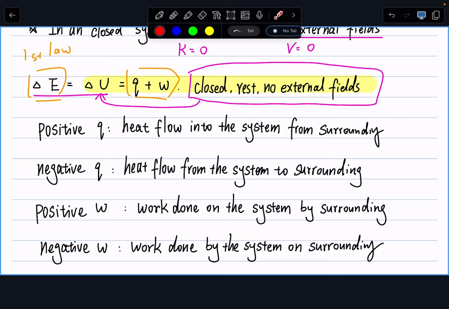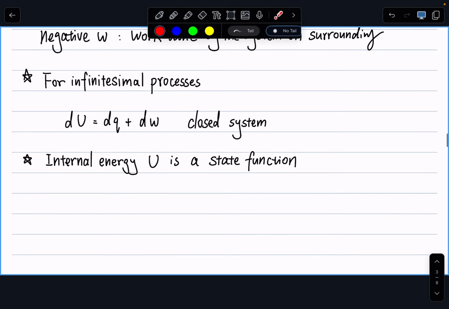Same applies to work, right? When we say there's a positive work, we're saying the work is done on the system by the surroundings, and a negative work means work is done by the system on the surroundings. All right. And then taking this relationship one step further to infinitesimal processes, just using calculus, the infinitesimal change in internal energy equals the infinitesimal change of heat plus the infinitesimal change of work. And that should also be for a closed system, at rest, with no external field.